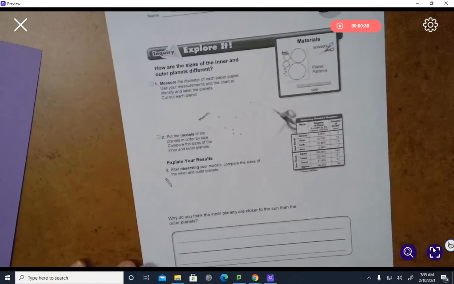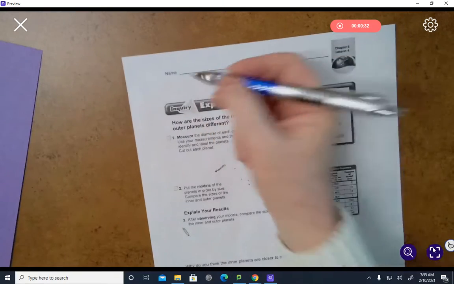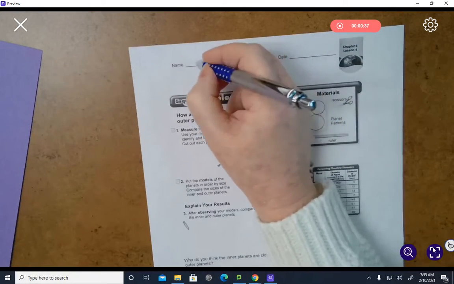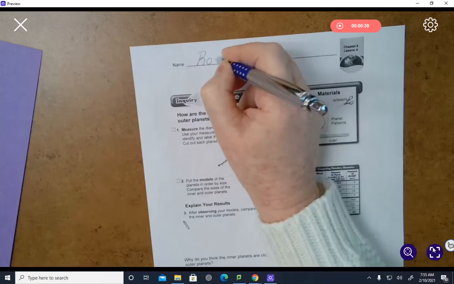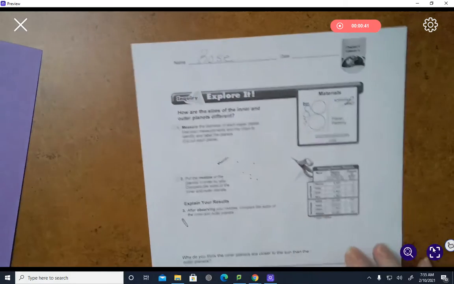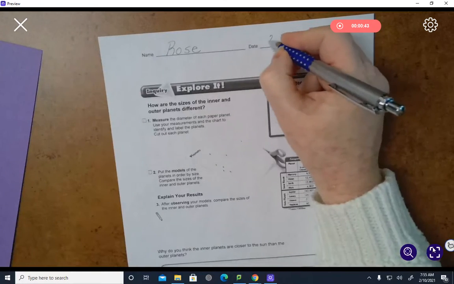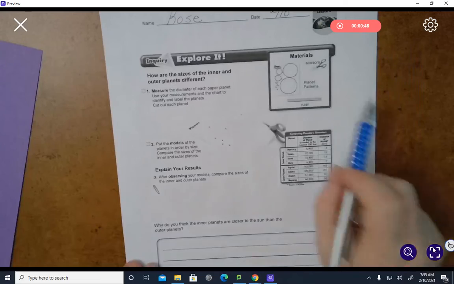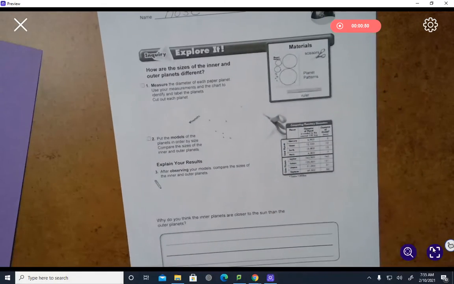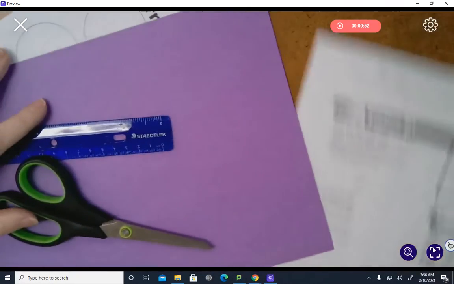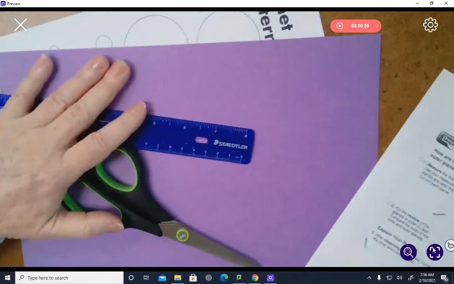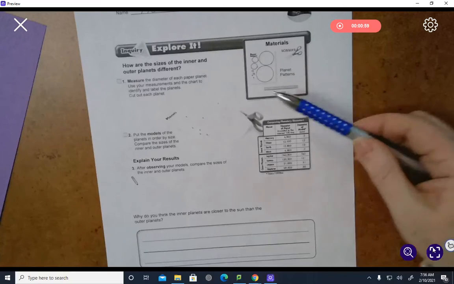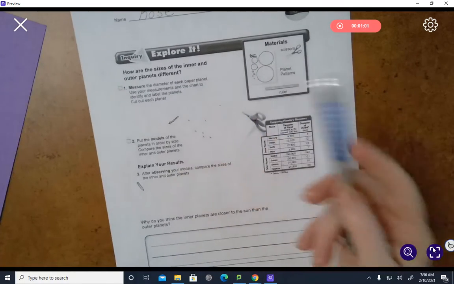So the first thing I would do is make sure that I put my name on this. Let's see, I'm just going to write this person's name on there. So I have that name, and today's date is February 10th. Always read the directions and make sure that you have the materials that you need. Here are my materials right there. I need the planet patterns, a pair of scissors, and a ruler, obviously something to write with.